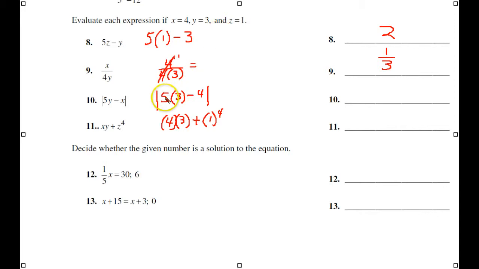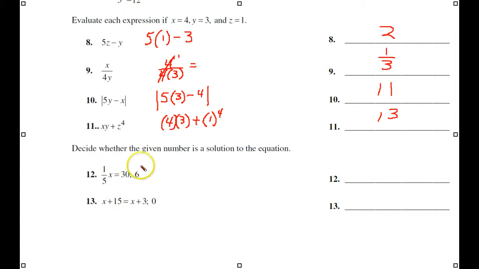And here we have 15 minus 4 is 11, so the absolute value of 11 is 11. And this is going to be a 12. Now 1 to the 4th is 1, so 12 plus 1 gives you 13.